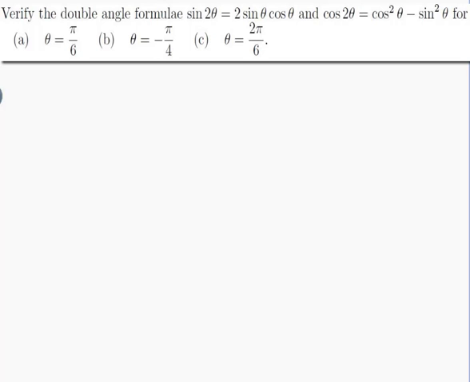So what I'm going to have to do in order to find what the two sides of the formulas are is to find what sine theta and cos theta and sine 2 theta and cos 2 theta are, and then I can look at both sides of the formulas to see if they really are the same. So let's do A first. A, theta equals pi on 6. So sine theta is equal to sine of pi on 6.